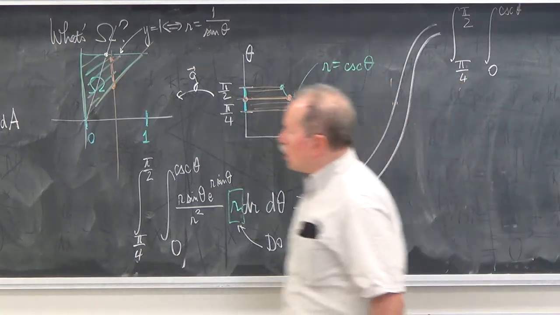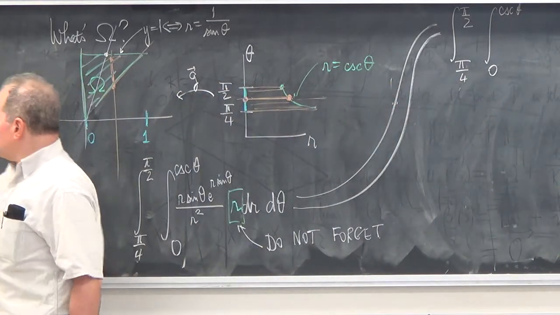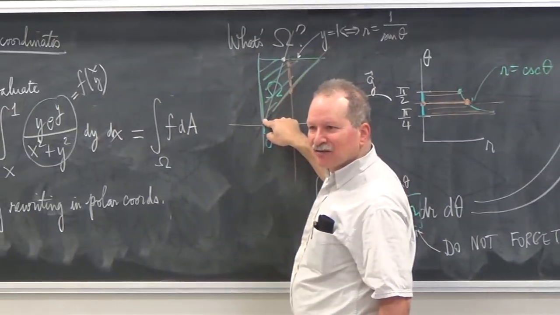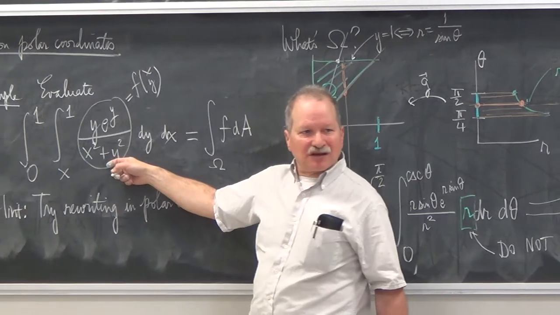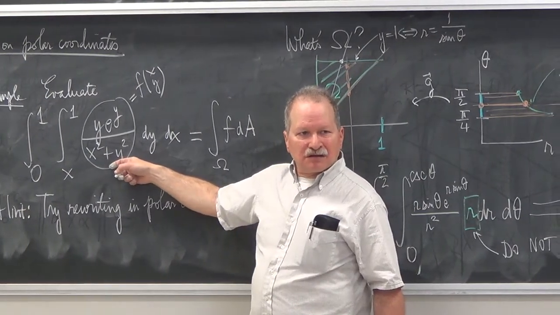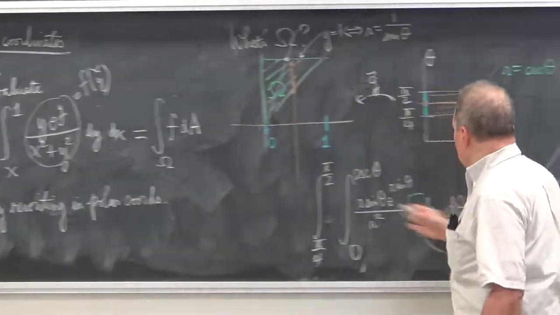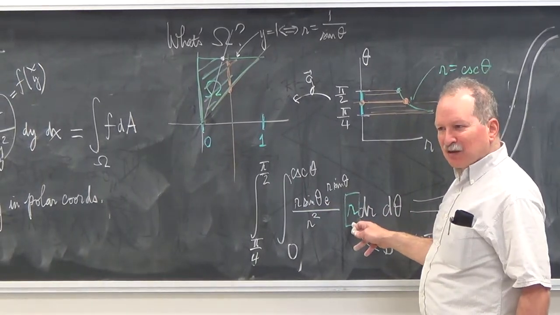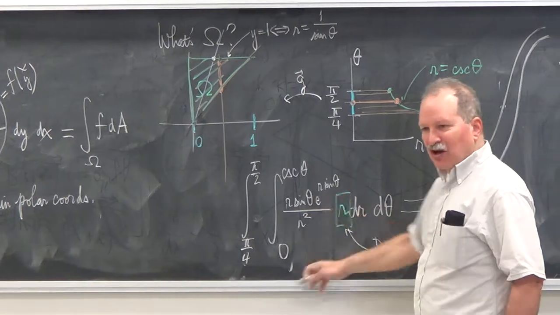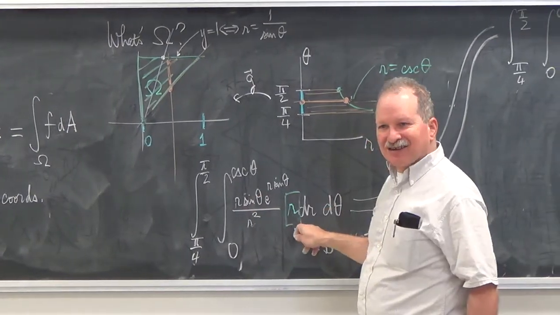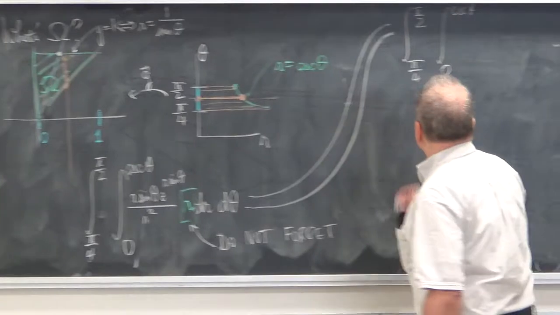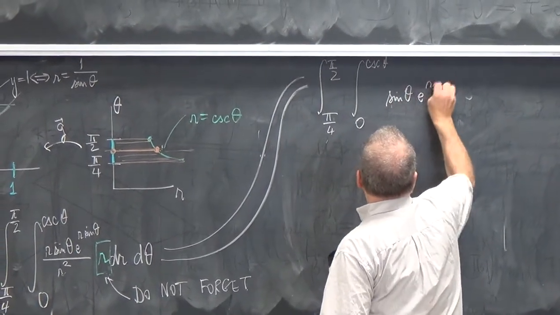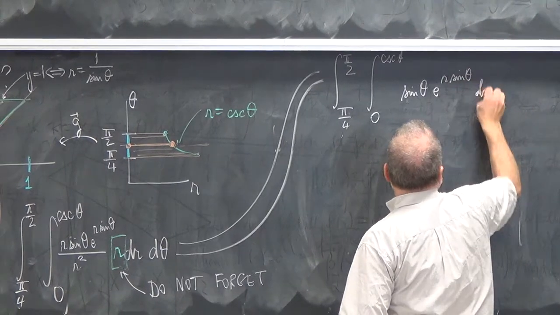By the way, notice this was, as it stood, an improper integral because the function's blowing up at the origin with the x squared plus y squared in the denominator. But as you see, when you switch it to polar, it's not really blowing up, because the r squared in the denominator gets canceled out. So it's not as bad as it looks. Okay, so what do I have? I have sine theta e to the r sine theta dr d theta.